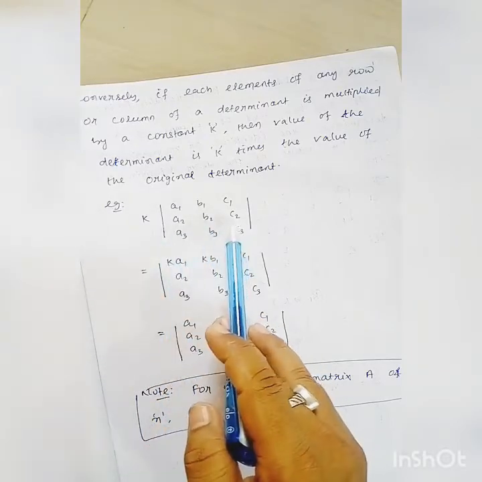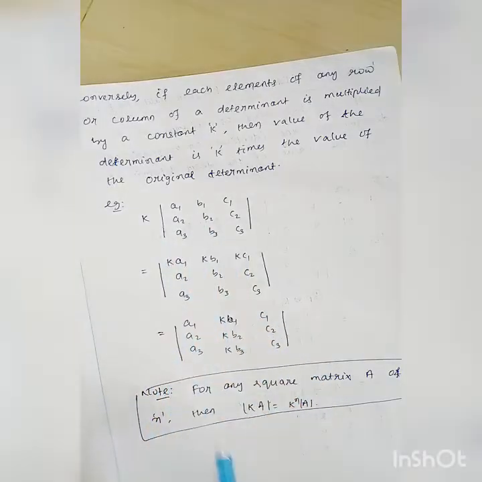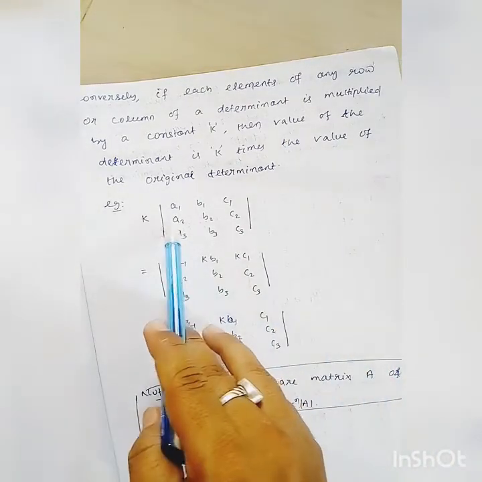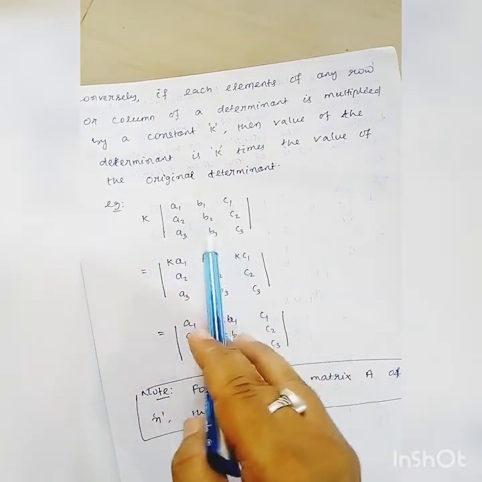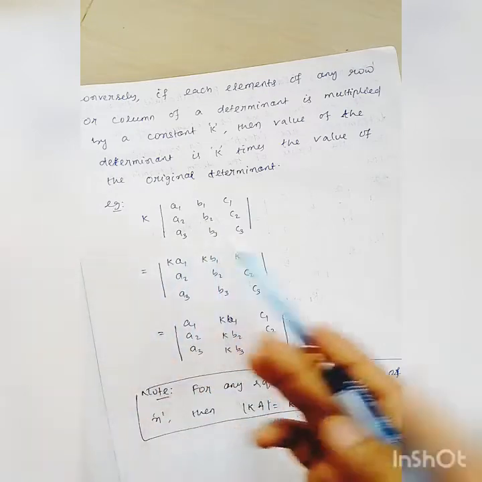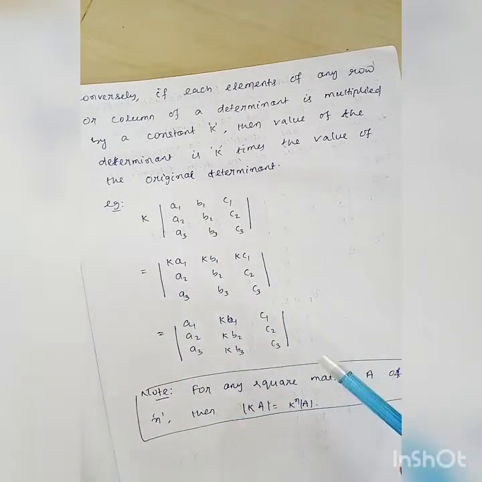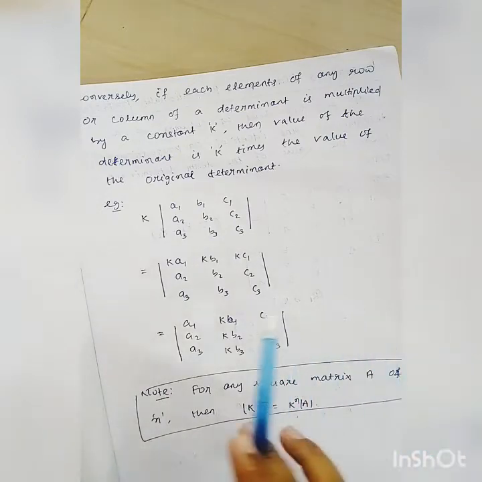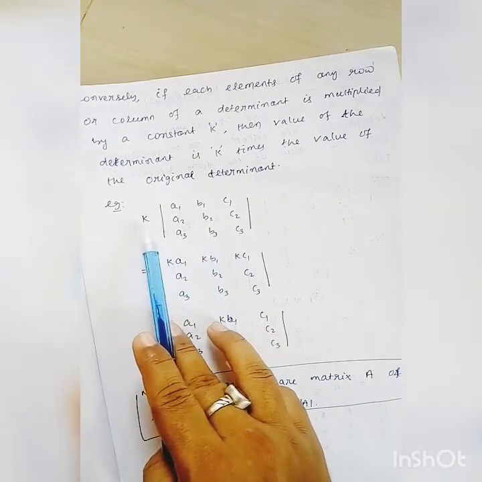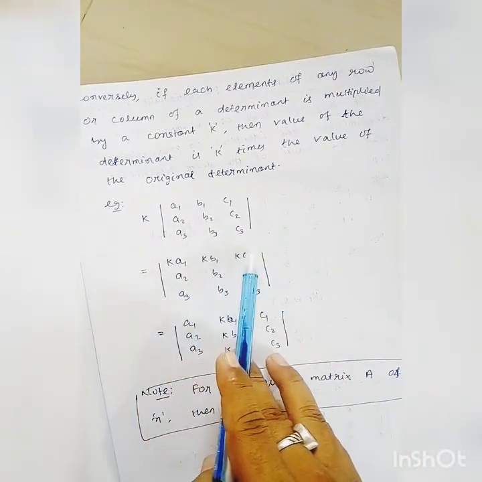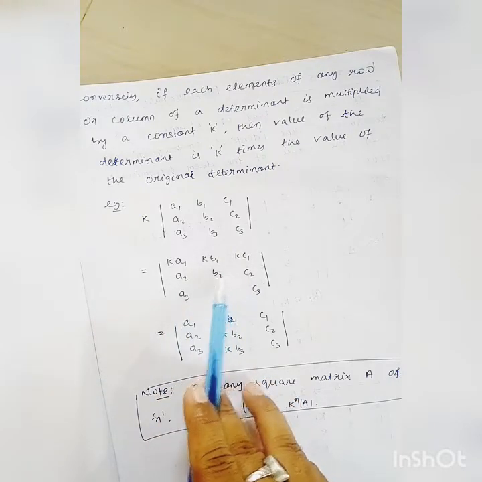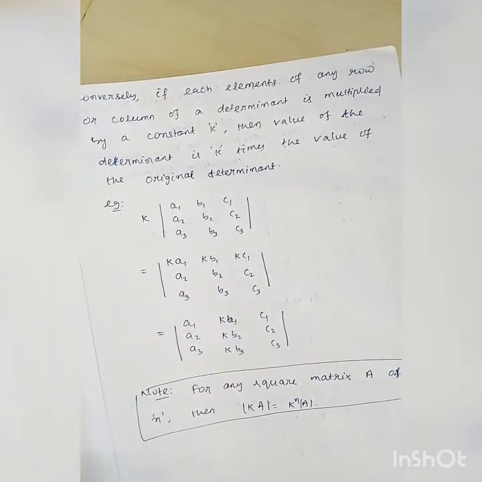But in case of a matrix, we know that if we multiply a scalar to a matrix, we have to multiply the scalar to each element of the matrix. In case of a matrix, we have to multiply k to each element of the matrix. But in case of a determinant, we have to multiply the scalar to each element of any one row or any one column of the determinant. That is k into this. If we multiply the scalar k in the first row, we get KA1, KB1, KC1, and this, which you already proved in the previous lecture.